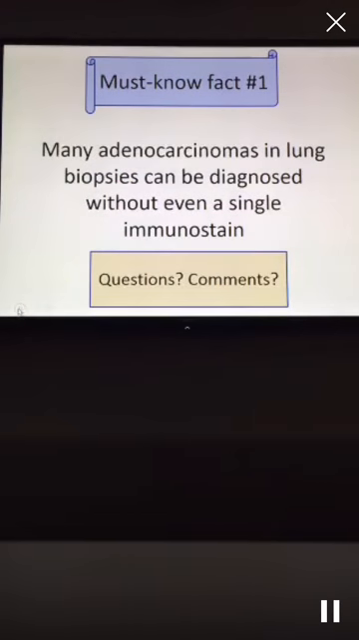So here, I'm just recapping the bottom line for this. The bottom line is, for many adenocarcinomas in lung biopsies, you can diagnose them without doing even a single immunostain, all right? Now, this doesn't apply to metastases to the brain or liver or bone or other situations where you might need to do immunostains. I'm talking solely about lung biopsies, where the mass is in the lung, you already know that. So you can do that without even a single immunostain.